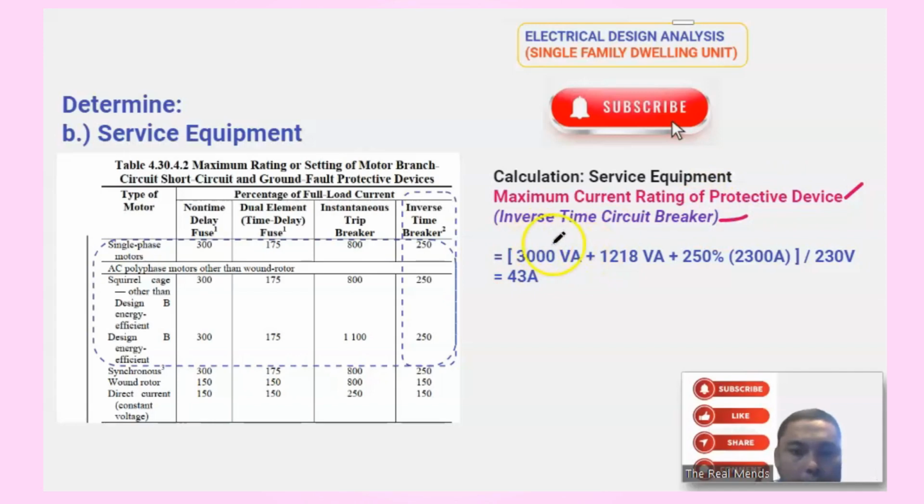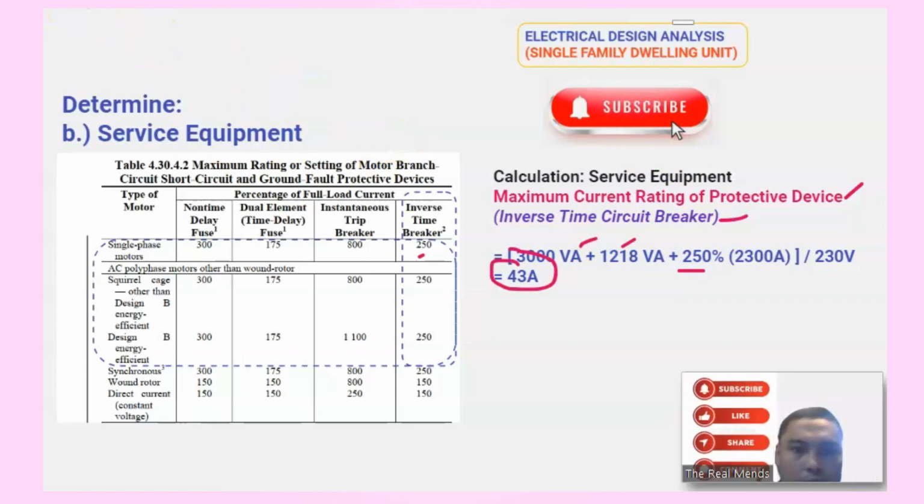So again, 3000 VA plus 1218 VA plus 250% of these motor loads, 2300 over 230 volts. So we can have the 43 amperes. So let's use this reference to size up yung ating service equipment, or your other term is the circuit breaker.